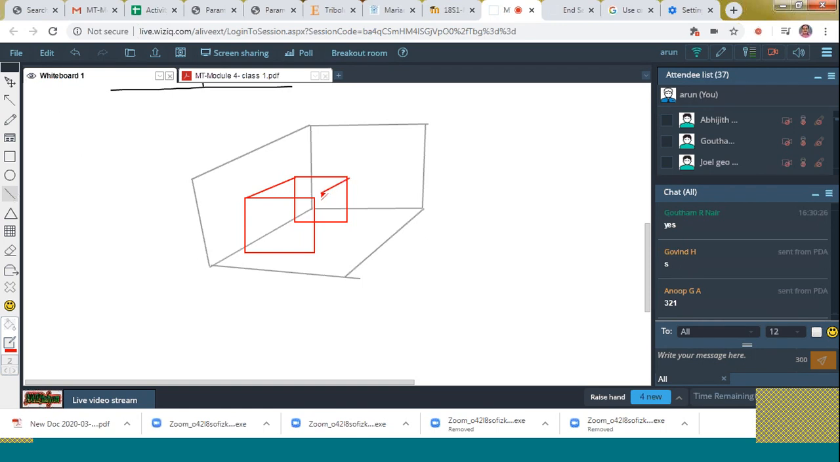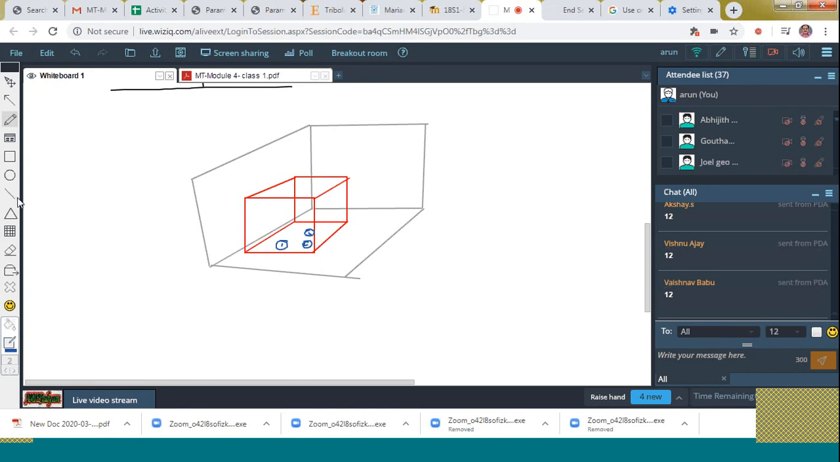How many degrees of freedom are there? 12 degrees of freedom. I am going to locate it by means of the 3, 2, 1 principle. So the first 3 locators are kept at the bottom. I am going to mark them in blue: 1, 2, and 3. By means of these 3 locators, which degrees of freedom get arrested?